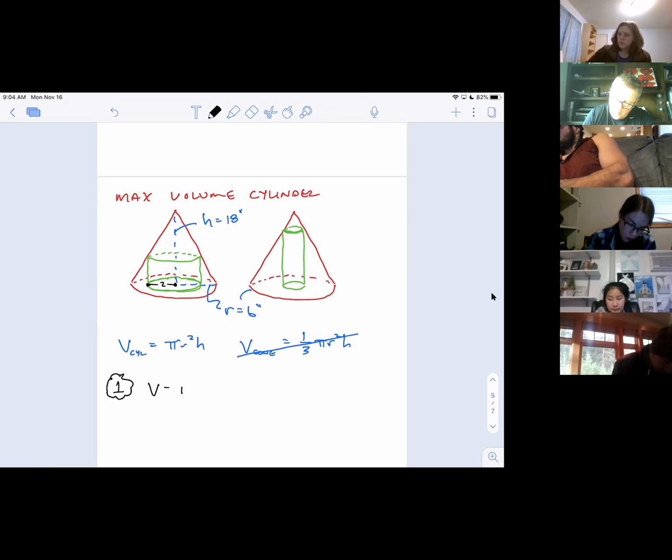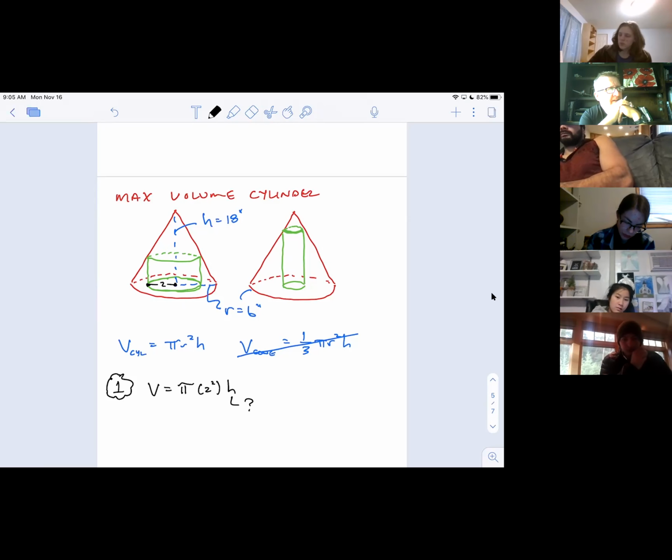It's like the volume of the cylinder is pi times the radius squared, and now is when I bump into a wall. And this is what Logan, I think, was getting at: how am I going to figure out what the height is? Well, notice the height is right there where it hits the top, and that's not 18. And so the question is, heck, how tall is that?